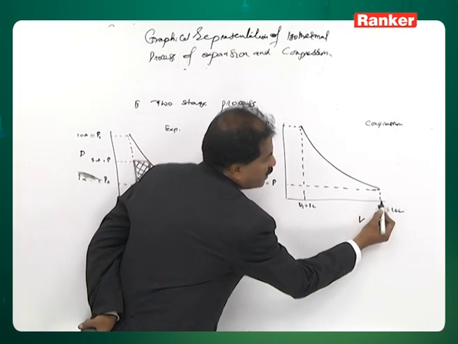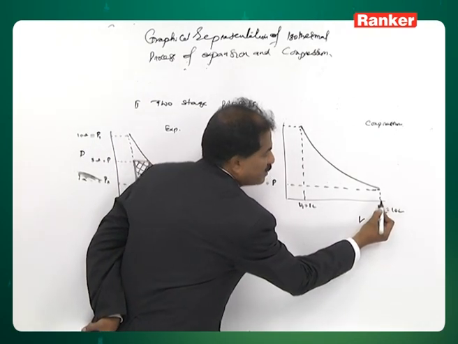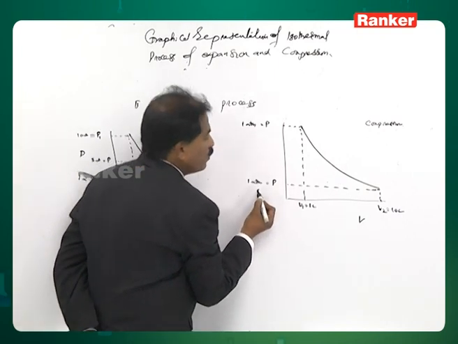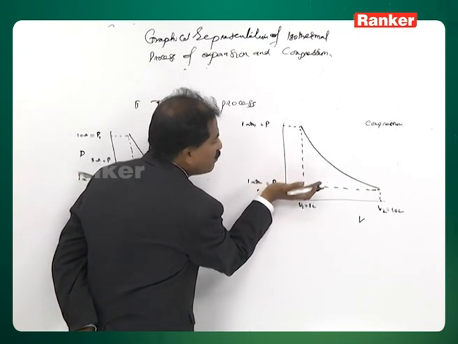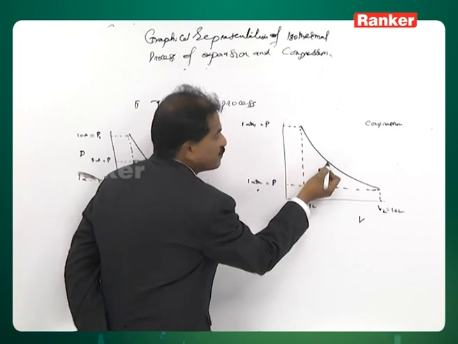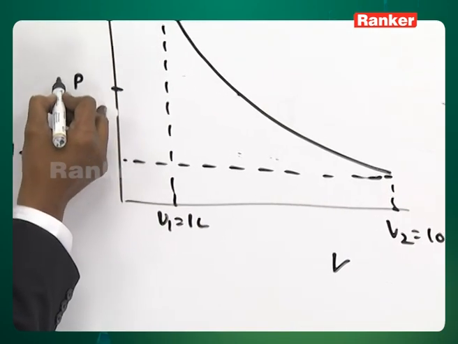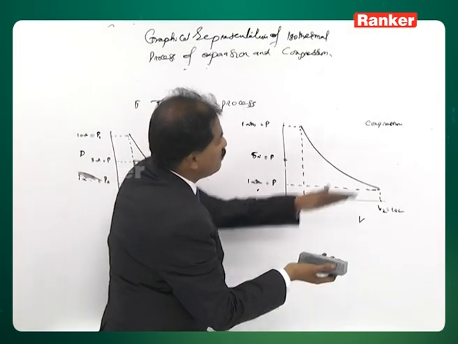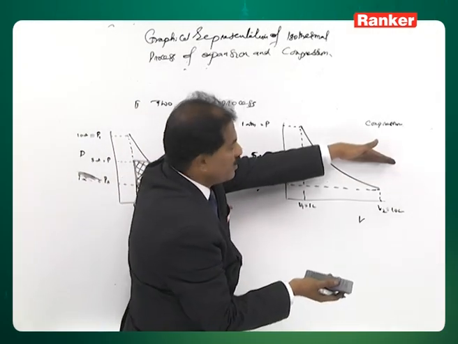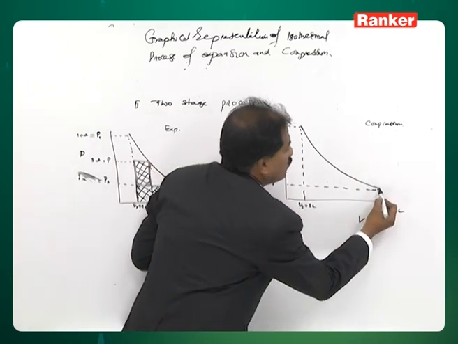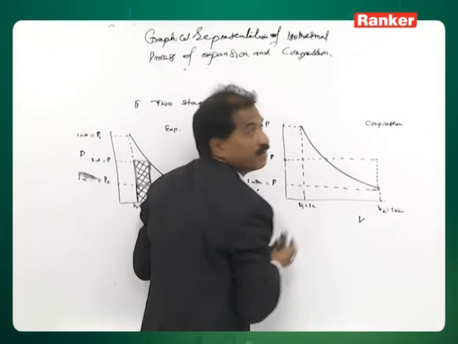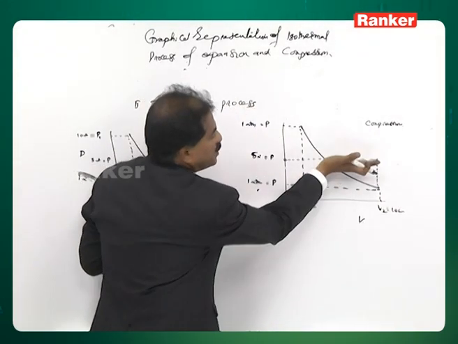Therefore, initially the gas has a volume of 10 liters. At that condition, the pressure is 1 atmosphere. Now increase the pressure from 1 atmosphere to 5 atmospheres. So let us say this is 5 atmospheres. Increase the pressure from here to here. Therefore, you draw one vertical line parallel to this one. PV.